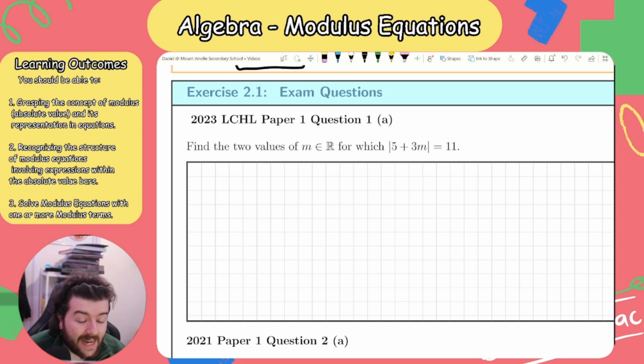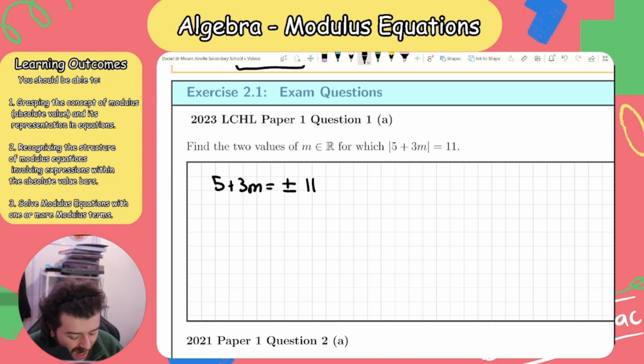So, right, let's look at some exam questions now. The first one here, 2023, comes from the Leaving Cert higher level paper. This was the first question of the paper last year. Find the two values of m, an element of the real numbers, for which the absolute value of 5 plus 3m equals 11. So I have 5 plus 3m is going to equal plus or minus 11.